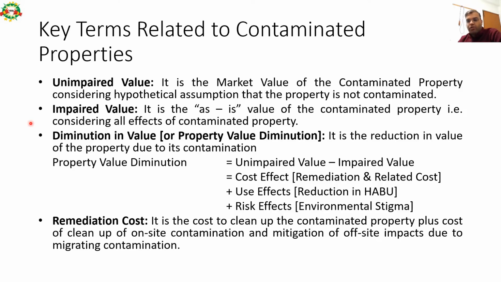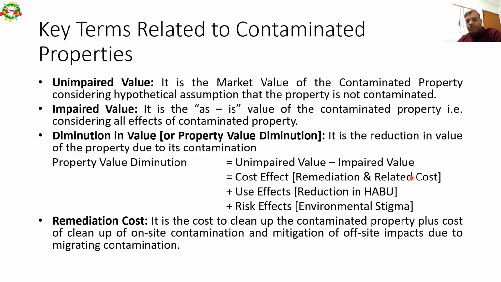Diminution in value of property, or property value diminution, is another terminology. These two terminologies may come in the numerical or case study. It is the reduction in value of property due to its contamination. So once the property gets contaminated, the value normally gets reduced, and the amount of reduction is called diminution in value, also called property value diminution. It is equal to unimpaired value minus impaired value. So unimpaired value is the value of the normal property, and impaired value is the value of the contaminated property.